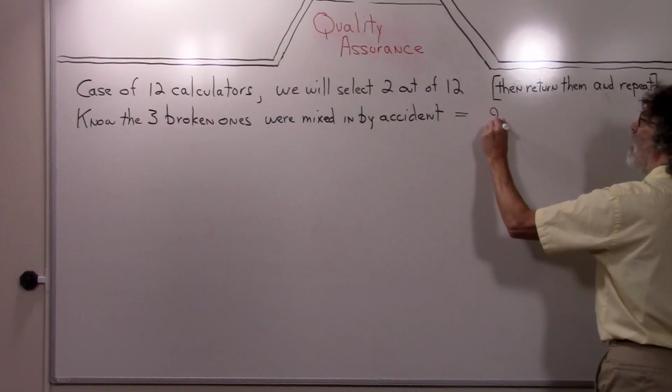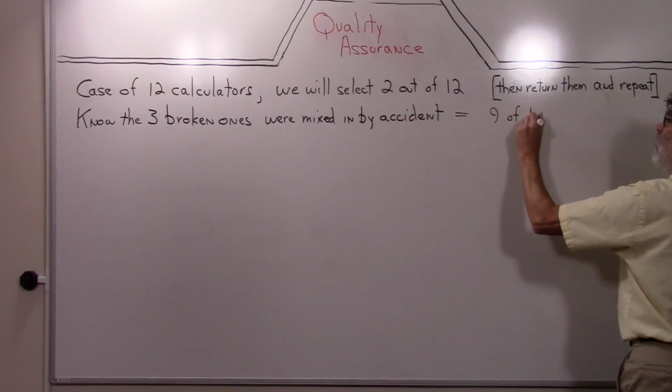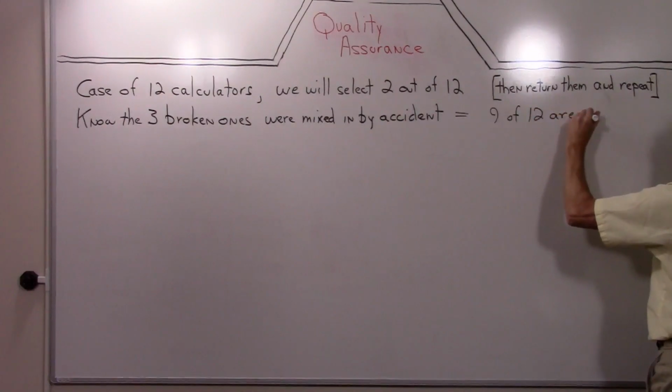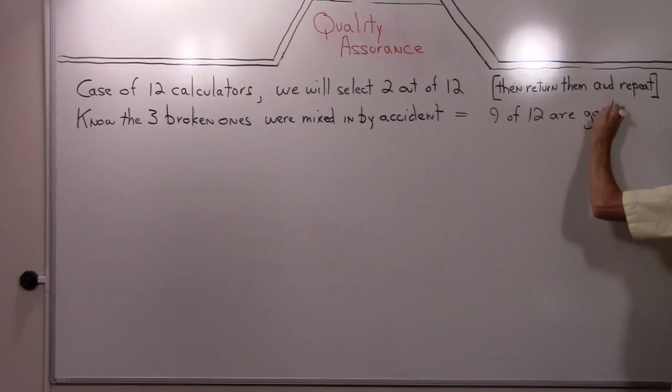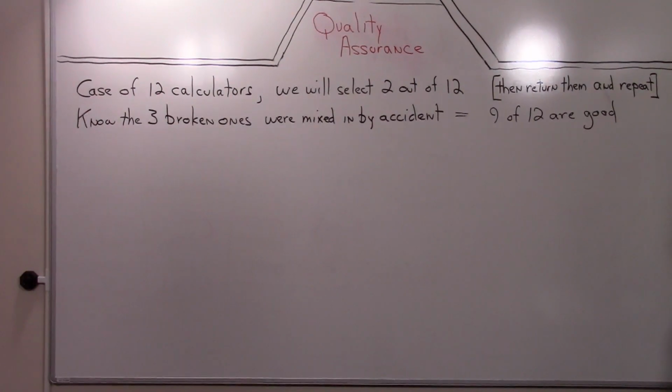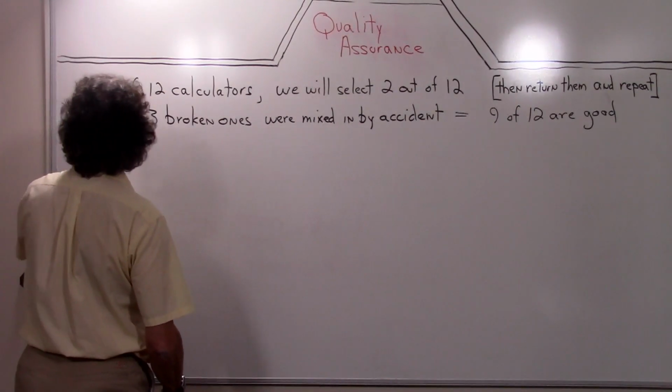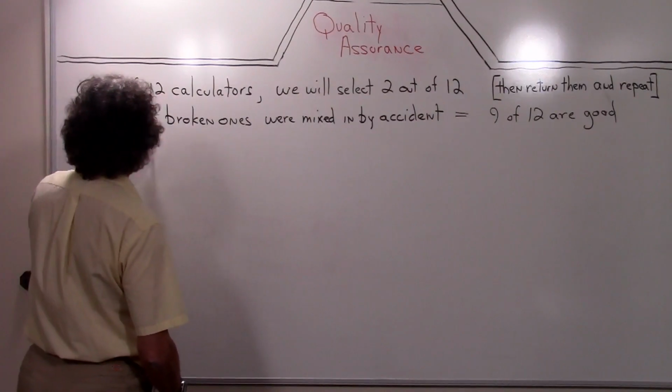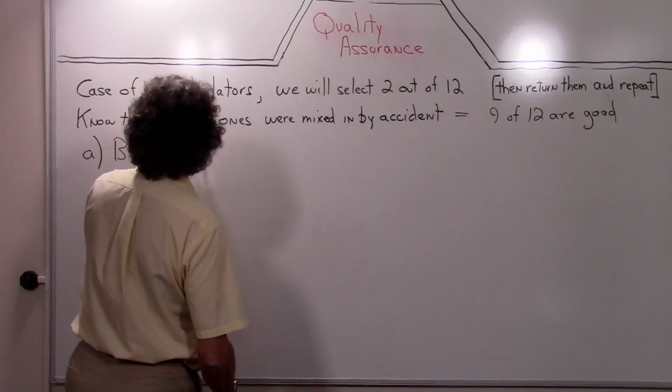Now, if 3 were broken, that also means what? That 9 of 12 are good. So, we're going to do this in 3 sets. First, what is the probability that both are broken? A. Both are broken.